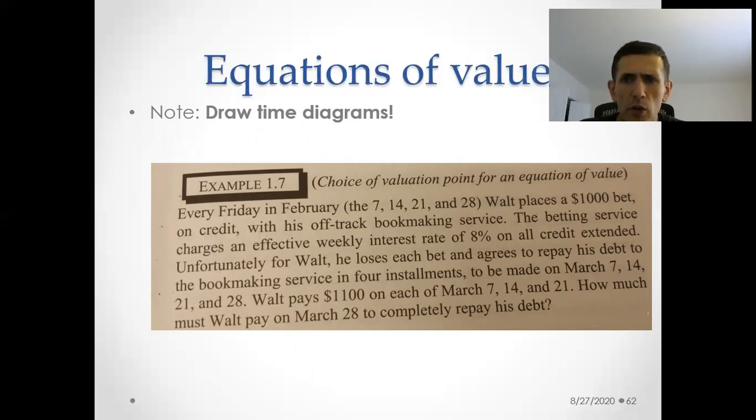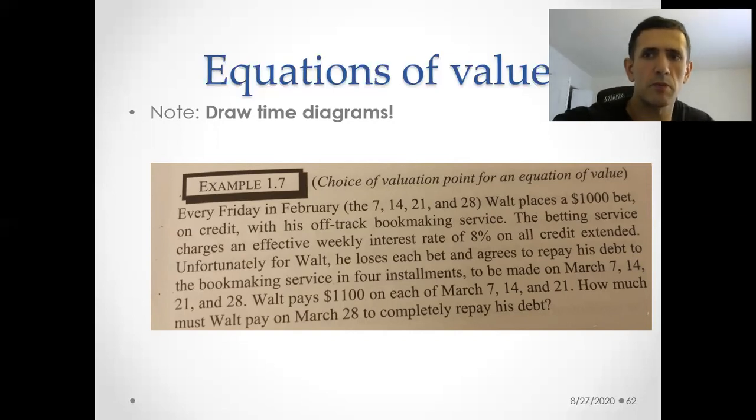Okay, so every Friday in February, so the 7th, 14th, 21st, and 28th, a person places a $1,000 bet on credit. The betting service charges a weekly interest rate of 8%. I mean, this is, of course, unrealistic to some degree. This would be loan sharking and probably is very illegal, but that's all right. Just an example.